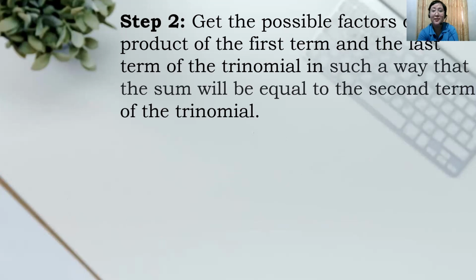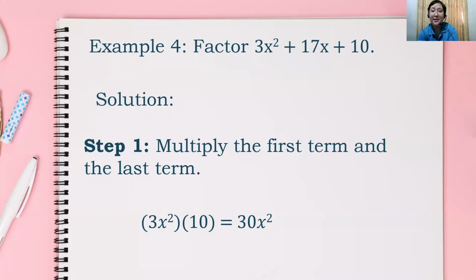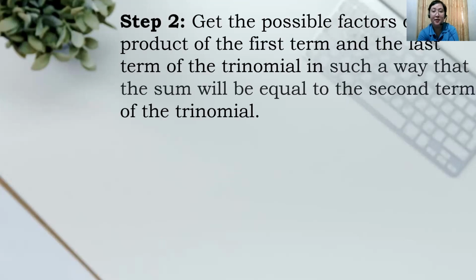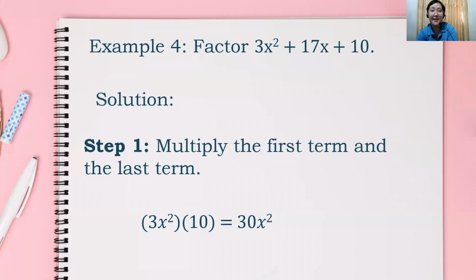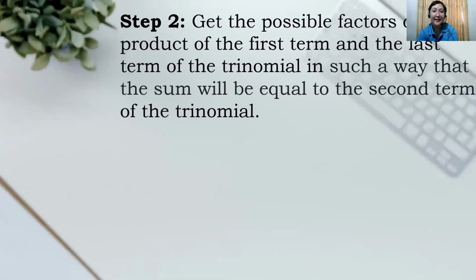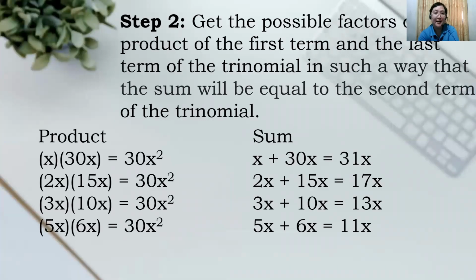Get the factors of, what do we get from the first step? We have 30x squared. We will get the factors of 30x squared that when we add, we will also get the middle term of this trinomial 3x squared plus 17x plus 10. So if you multiply, you'll get 30x squared. And when you add, you'll get 17x. Okay. So these are the possible factors.